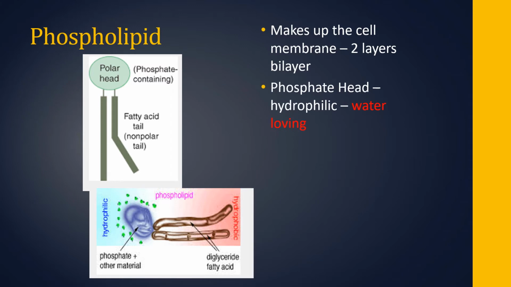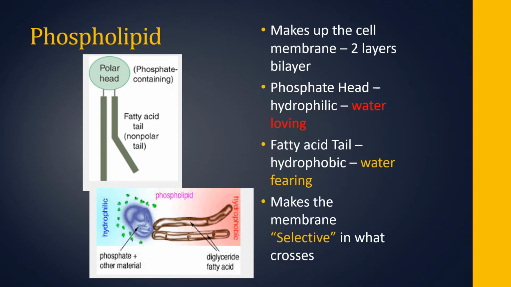The phosphate head is hydrophilic. So when we say hydrophilic, it's water loving. It is polar, like water. While the two tails are fatty acid, that's why it's called the fatty acid tail. And it is hydrophobic, so water fearing. And the phospholipid makes the membrane selective in everything that crosses the cell membrane.